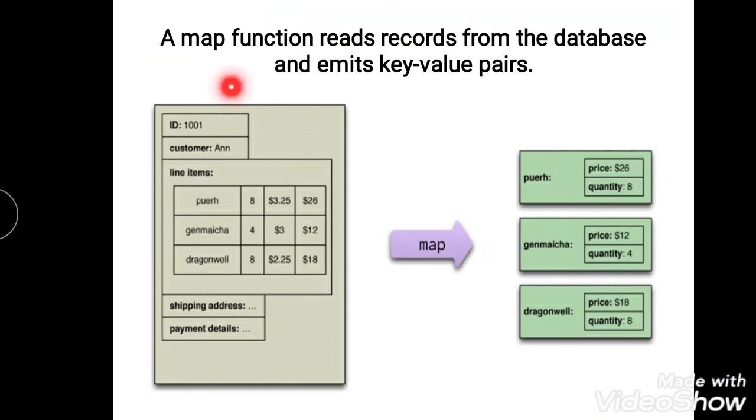First we have the ID and customer. Since we are working with line items, we have 3 customers, and I need to trace the IDs and what is being purchased by each customer, meaning the price and quantity. This is a map function which splits the records: the first customer 1 and the item purchased by customer 1, with price and quantity. Similarly customer 2 and customer 3. The map function reads records from the database and emits key value pairs. Here you can see price as a key and $26 as a value.